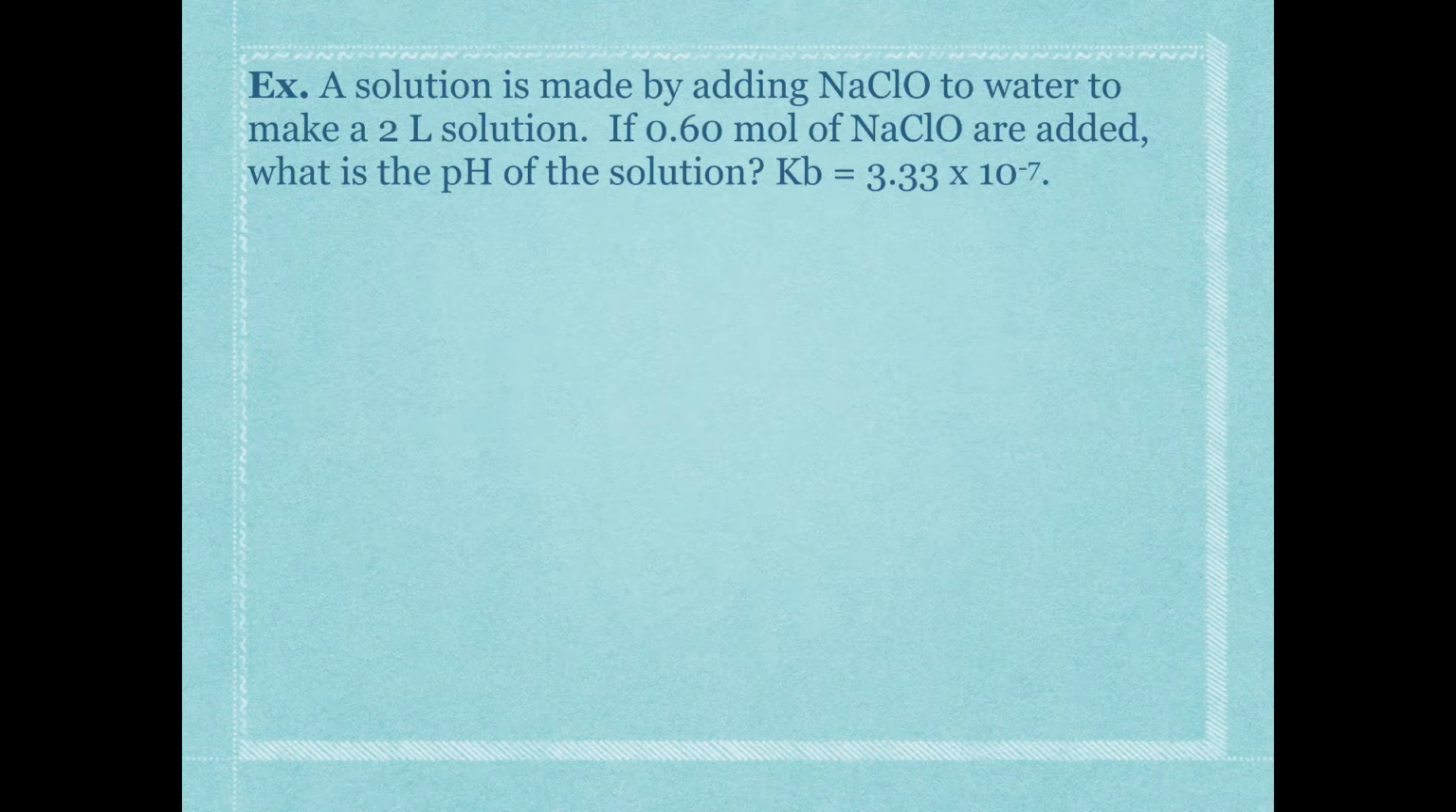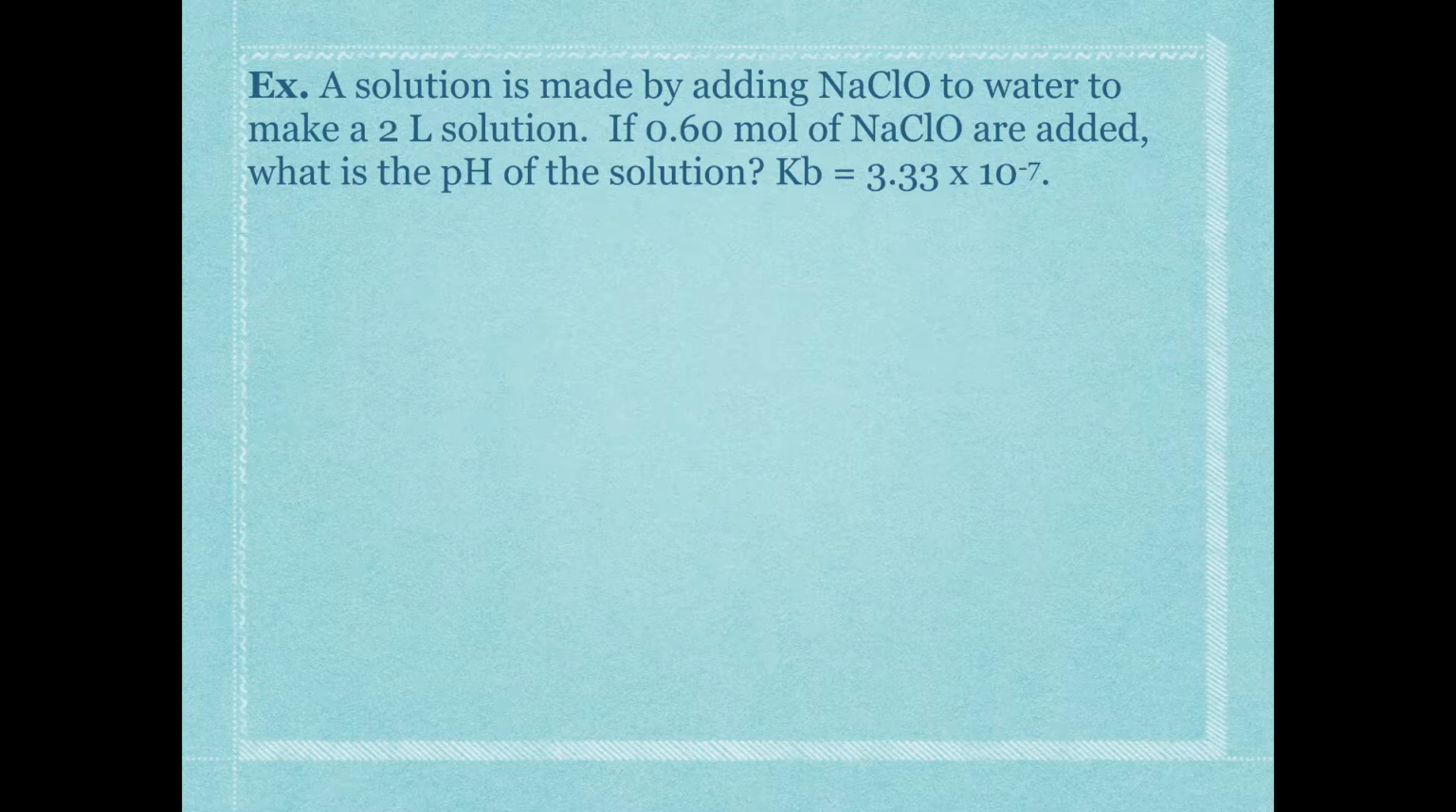All right, so let's actually look at a problem in which I can calculate the pH of a solution that's created by adding a salt. So I add NaClO to water. So I first need to decide, is this going to be an acidic or basic solution and what contributes? So I've got Na and ClO.